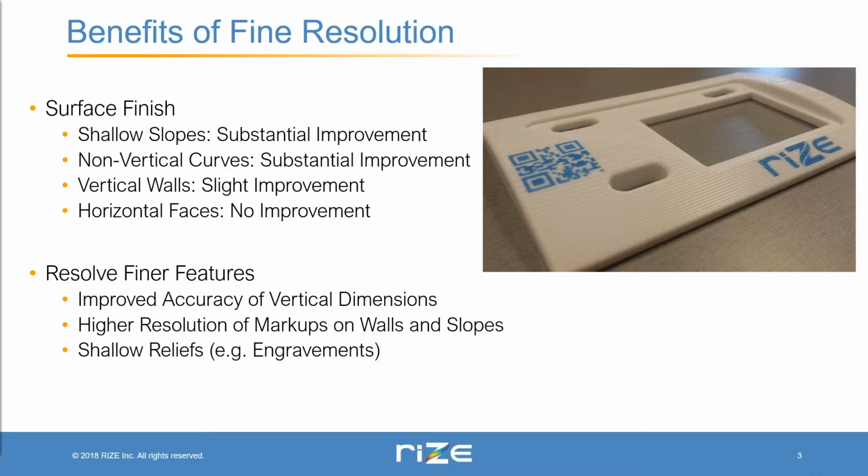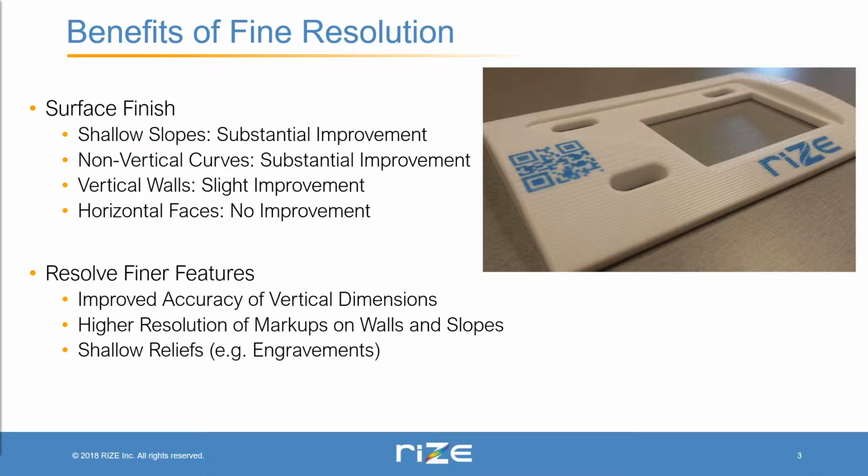So the other major benefit that you can get from using fine resolution is the ability to resolve finer features. So this can apply to a variety of different cases. One of those would be improving the accuracy of vertical dimensions. So because you have a number of layers that can only be an integer value, you are limited by the 250 or 125 micron resolution provided by your layer heights.